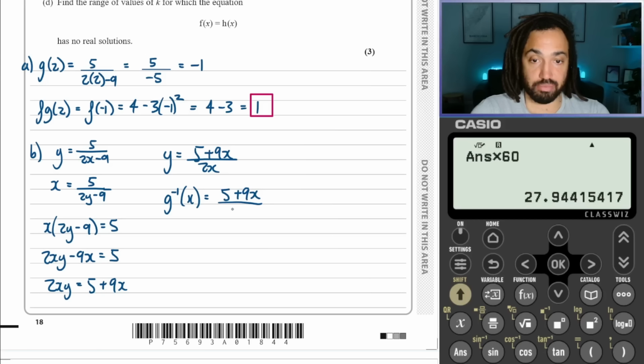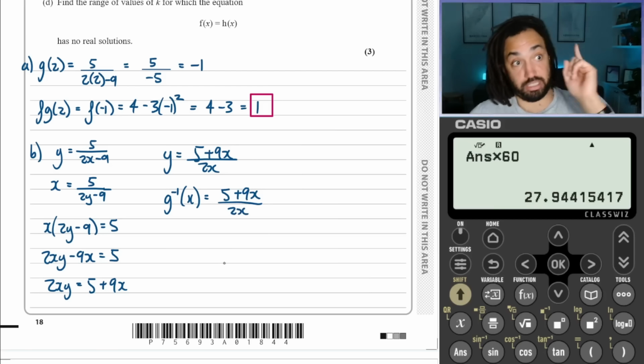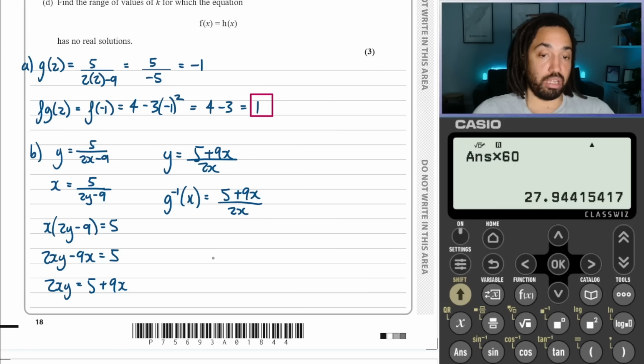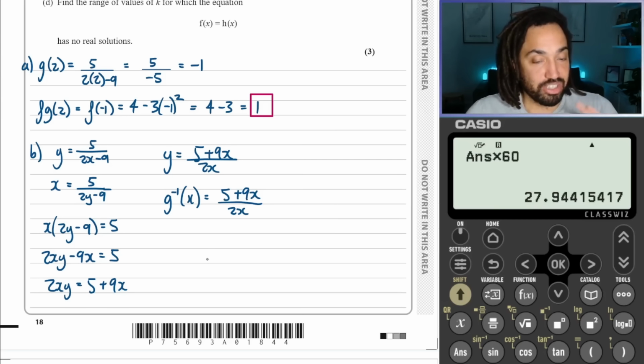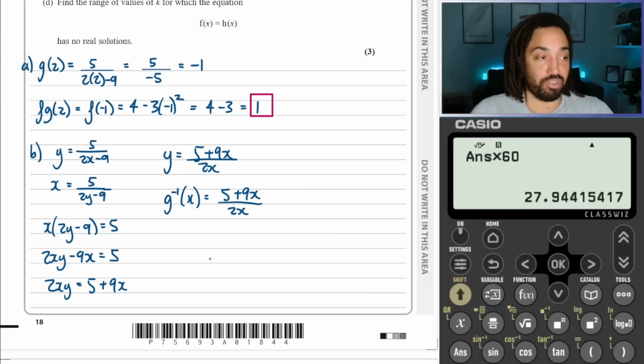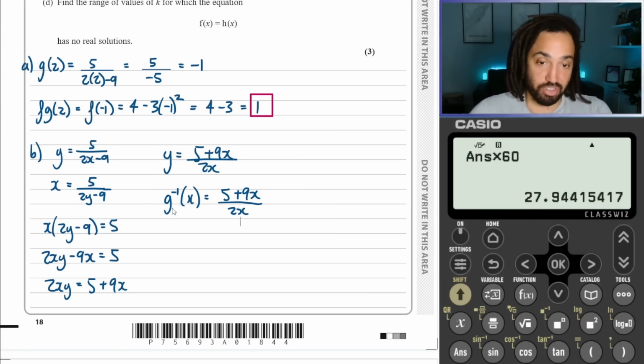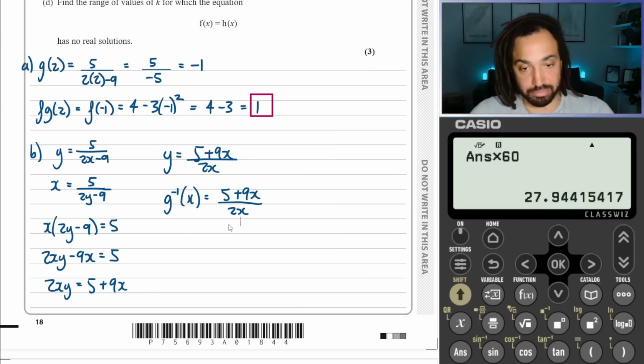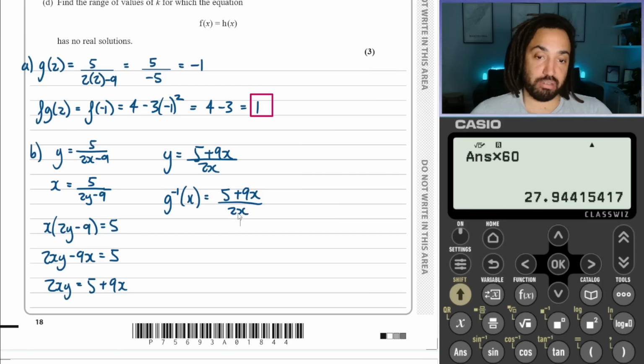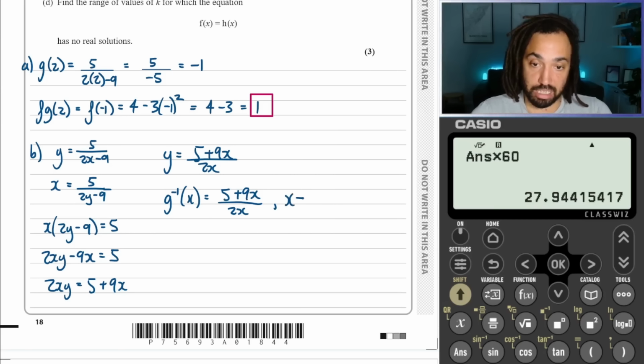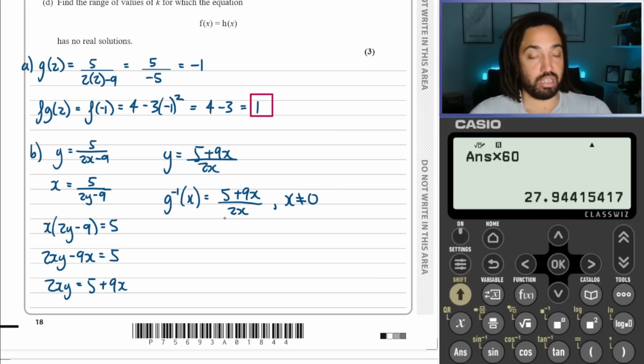over 2x. Okay, but, and it's a big one, you have to state the domain when you create a new function. So I've created an inverse function here, we have to state the domain. Now, I can see straight away that the domain is going to be that we can't divide by 0, so therefore x can't be 0. So I'm going to write here, comma, x can't be 0.